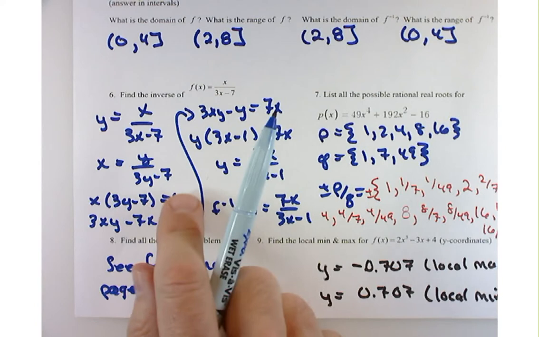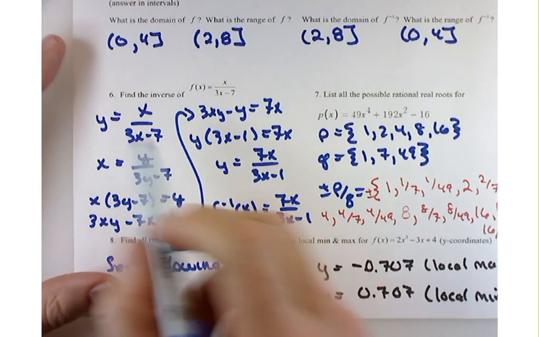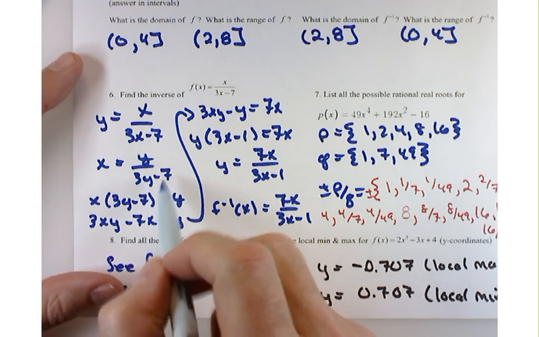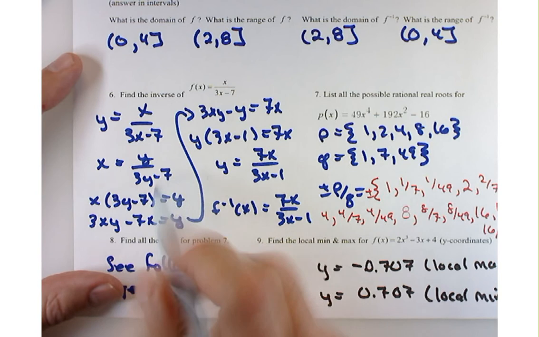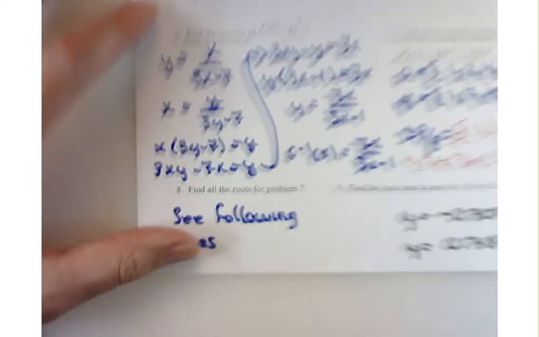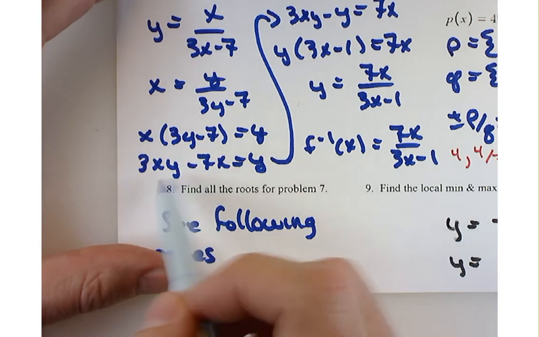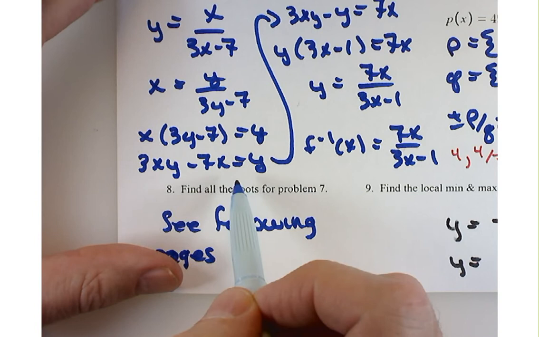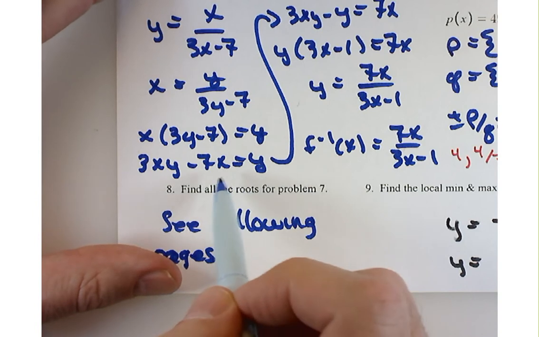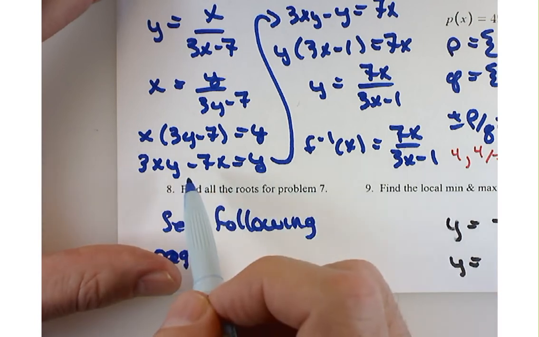Problem number 6, the part that you guys need to remember, there's actually 2 tricks involved in this. Once you switch x and y, you're going to multiply both sides by the lowest common denominator. That's 3y minus 7. That'll cancel from the right-hand side, but not on the left-hand side. If you distribute that x term to both terms inside, you get something that looks like this. My eventual goal is to solve for y. So what I'll do is I'll move the 7x to the right-hand side and the y to the left-hand side.